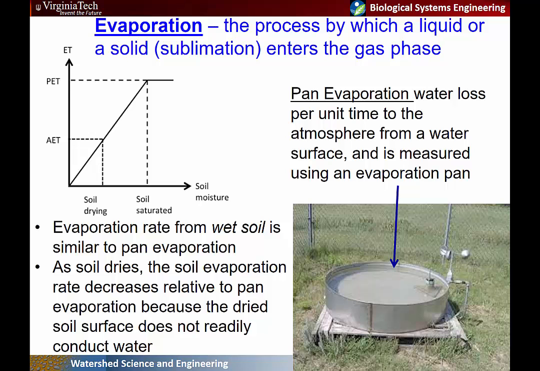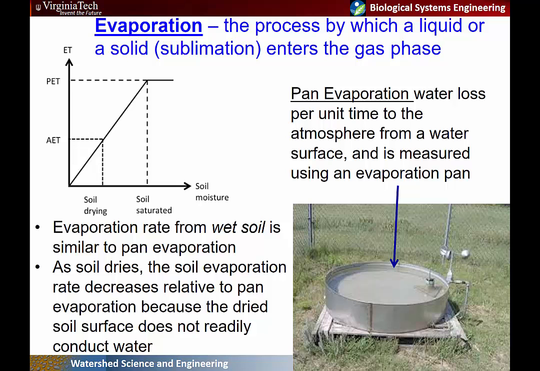One of the most common is via pan evaporation. And that's the water loss per unit time to the atmosphere from the water surface. And it's measured using one of these standard, this is a class A pan right here. So what you do is you fill this with water, and every day you go out and measure how much water is removed, converted to gas, and removed to the atmosphere, and you refill it to a certain level.